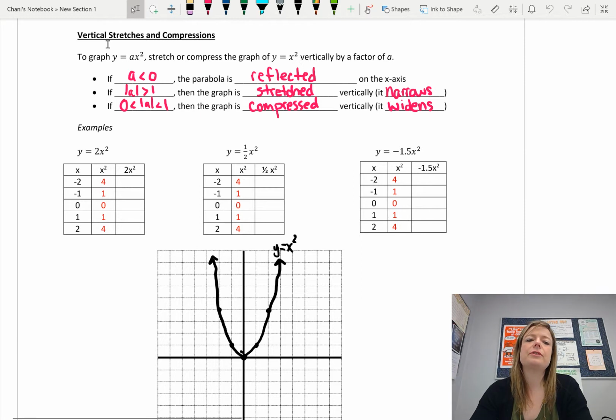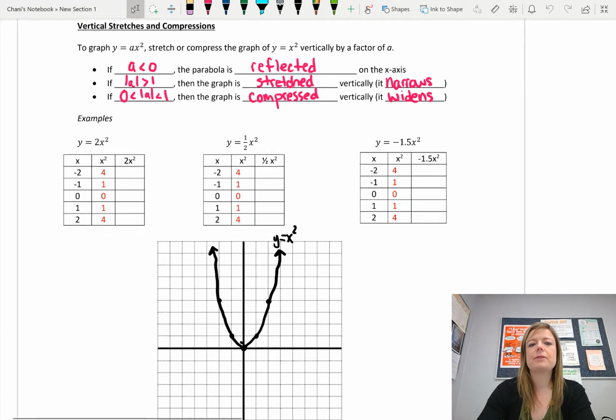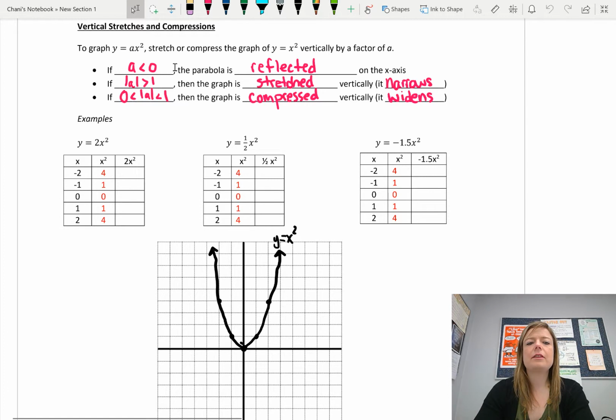So these are vertical stretches and compressions. These are coefficients on the x squared term, so you're multiplying x squared by something. Again, I filled out the parent function for each. If A is less than 0, the parabola is reflected on the x-axis. These lines around A mean absolute value, so it just means the value of A, whether it's positive or negative.